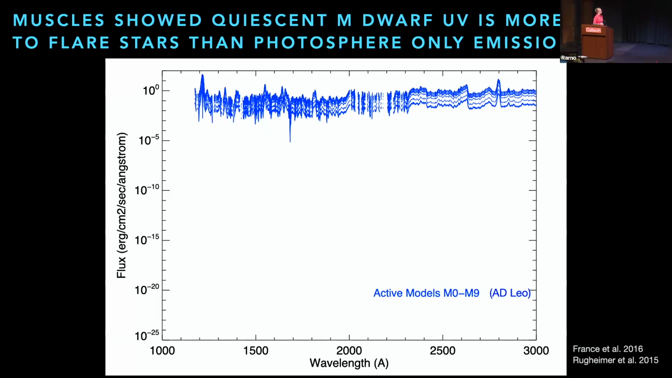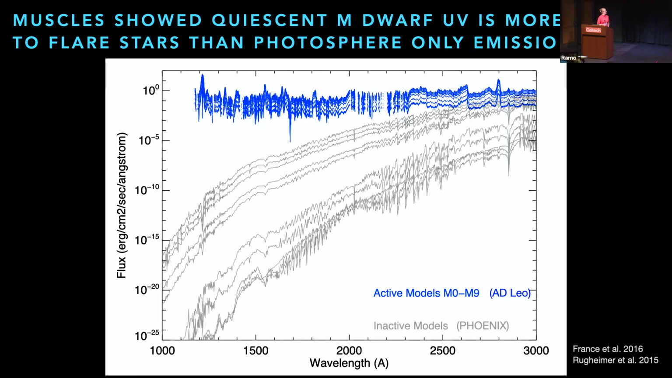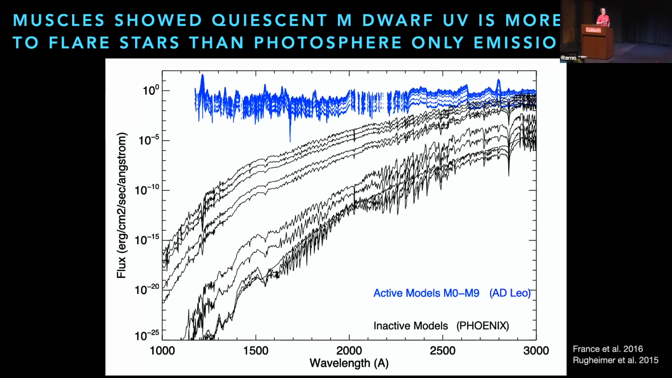Here you can see some models from AD Leo, a very bright flaring star, versus a completely inactive photosphere only from Phoenix. And then these are the MUSCLES stars put there. So they're just a lot more similar to a flaring star than to, say, something with no chromospheric activity.